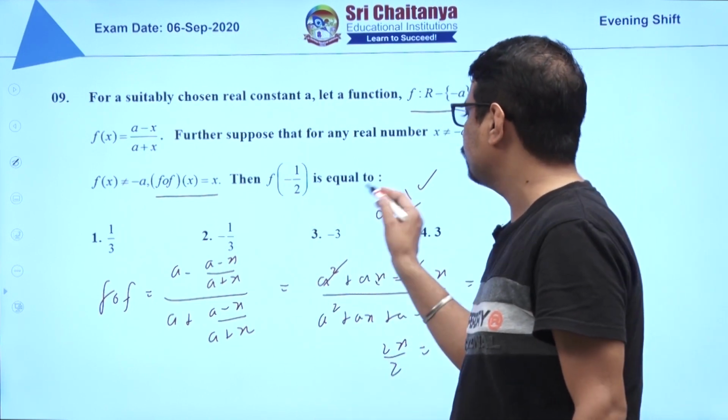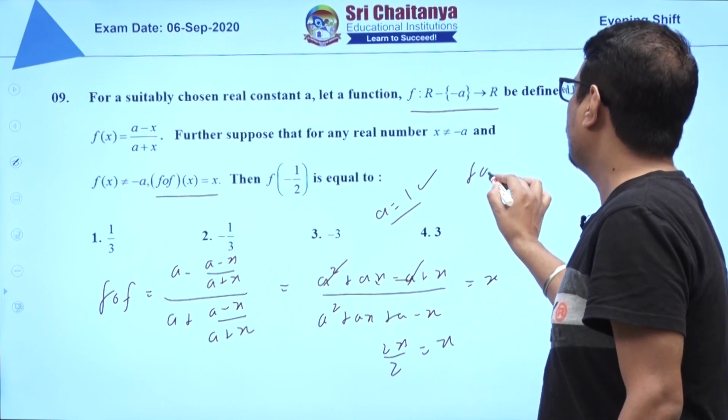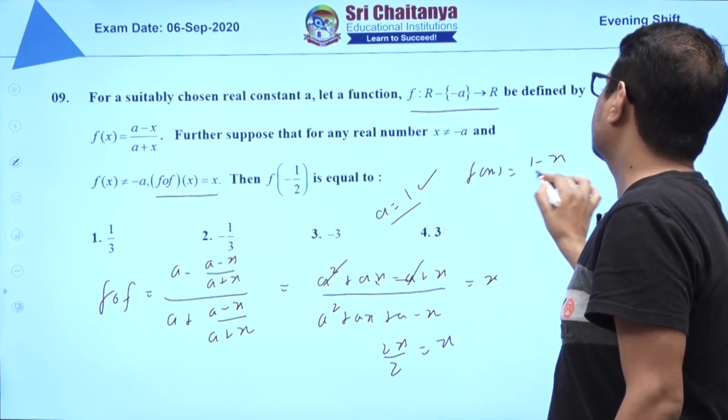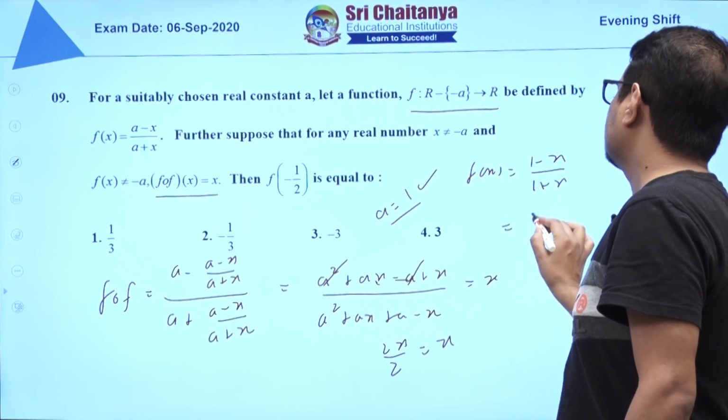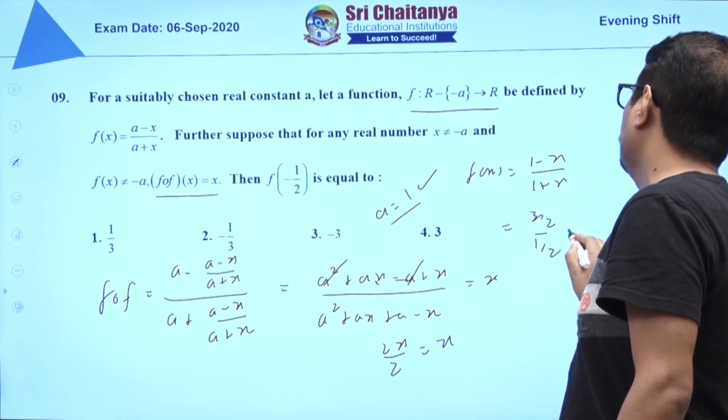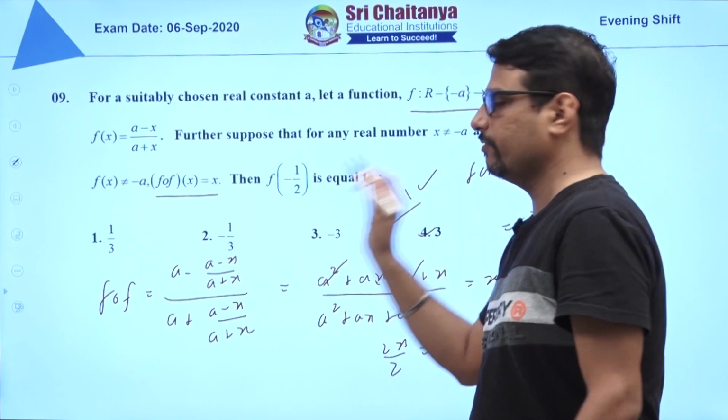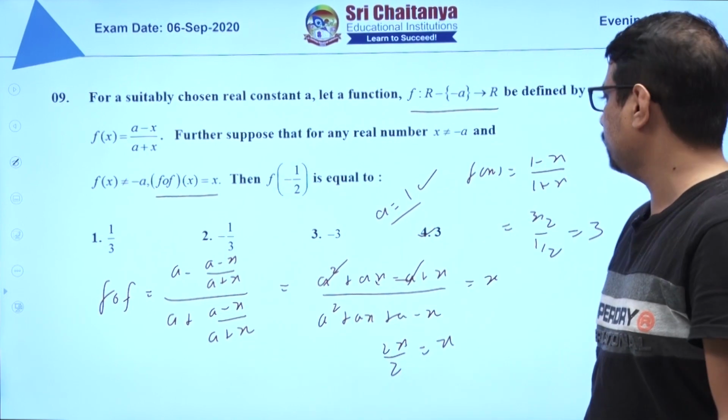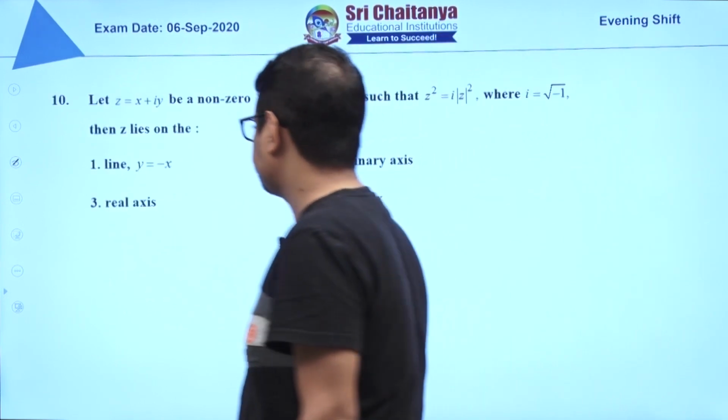So f of minus half is equal to what? So a equals to 1 gives you f of x is equal to 1 minus x upon 1 plus x. F of minus half will be 3 by 2 upon 1 by 2, which is equal to 3. So this will be our answer. Is this correct? Yes. Next.